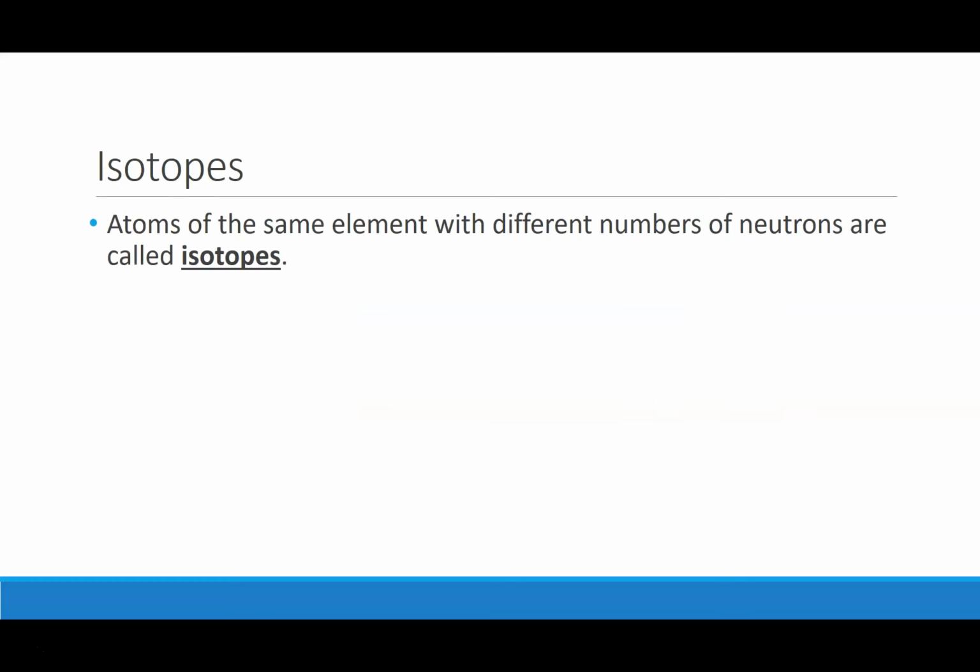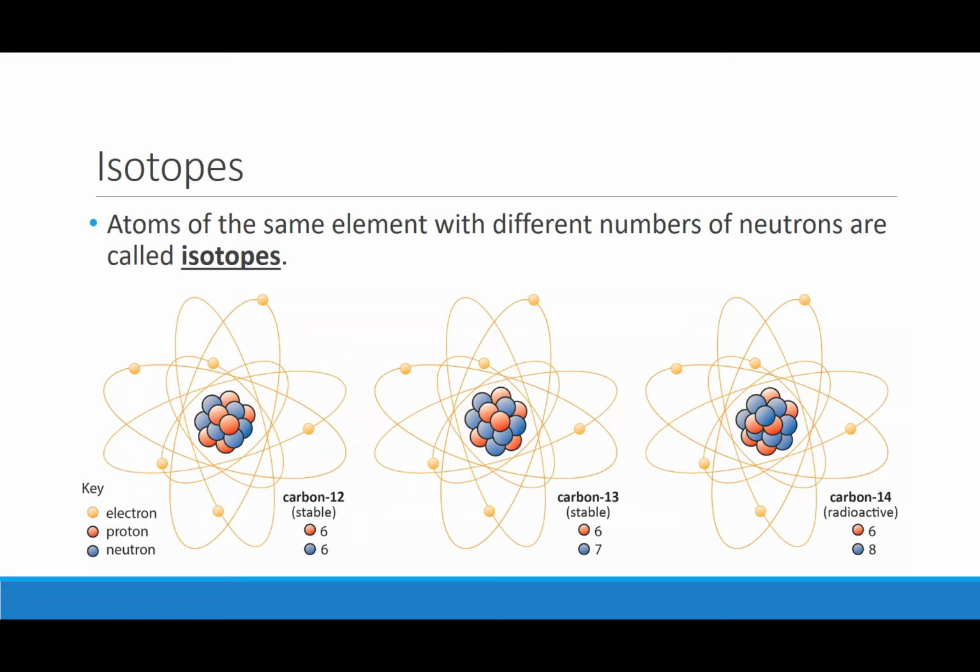Atoms of the same element with different numbers of neutrons are called isotopes. Because neutrons have no charge but have mass, isotopes have different mass numbers. For example, this picture shows you 3 common isotopes of carbon. Carbon has an atomic number of 6, so all 3 isotopes have 6 protons.